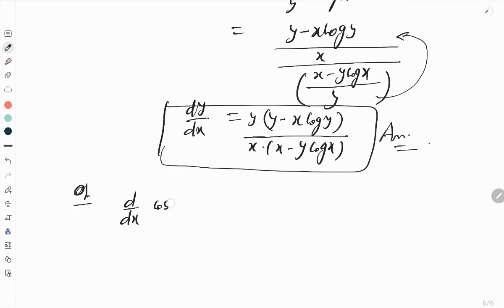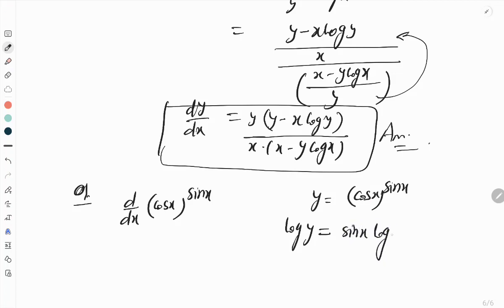cos x power sin x, you want to find. First assume that y is equal to cos x power sin x. After that, take log. Whenever there is a power function, take log, and by taking log, then you have to differentiate. Sin x outside, log cos x. After that, differentiate it. So again, differentiation of log y will be 1 upon y, and it is not x, that's why dy by dx. And in the same way, first function outside, second function derivative.